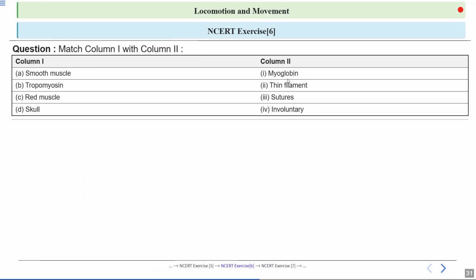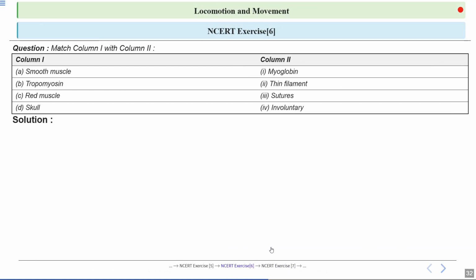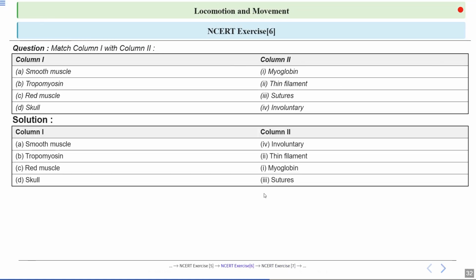Now this is question number 6, and the question is match the following. We have to match column 1 with column 2 correctly. Let's see the answer. Here you can see A is matched with 4, that is involuntary. B is matched with 2, that is thin filament. C is matched with 1, which is myoglobin, and D is matched with 3, which is Thachers.